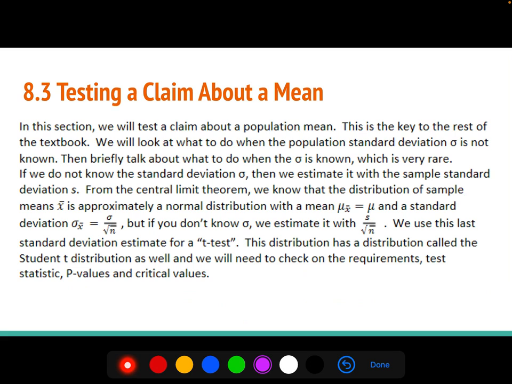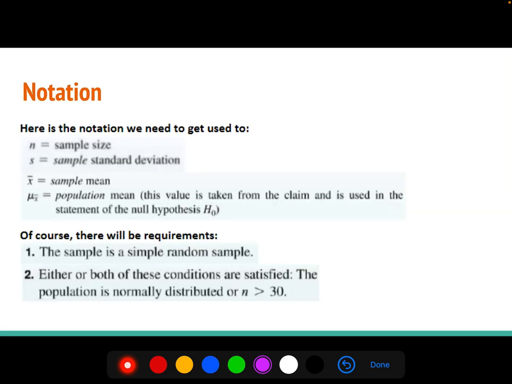All right, now 8.3, we're going to test a claim about a mean. All right, we finally made it to 8.3. So let's go to him.